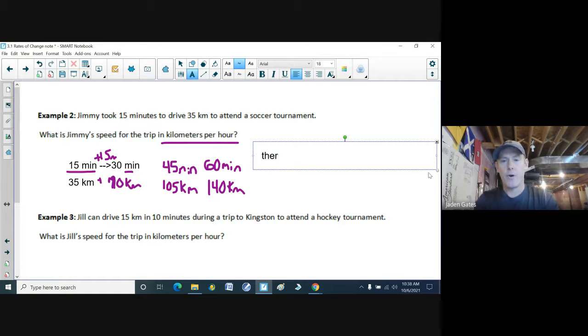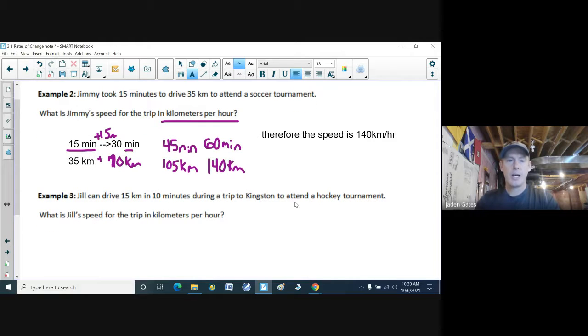And so therefore, the speed is 140 kilometers per hour. Again, just looking at our rates. There's a different way to do this too, a little bit quicker for some of you.